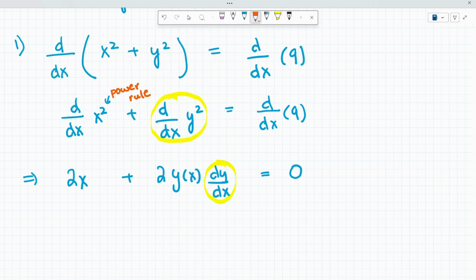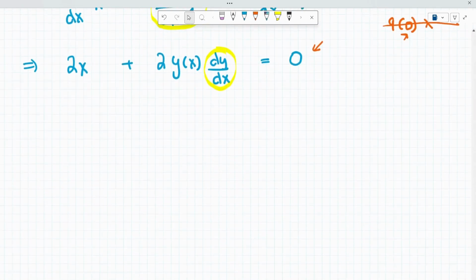If you want a little aside, you can think of this as 9 times x to the power of 0, because anything to the power of 0 is 1. If we use the power rule, we end up with 9 times 0, and then x to the 0 minus 1. This whole thing goes to 0 because we have the 0 over here. So this is all gone. So that's why we have the 0 here on the right-hand side of the equation.